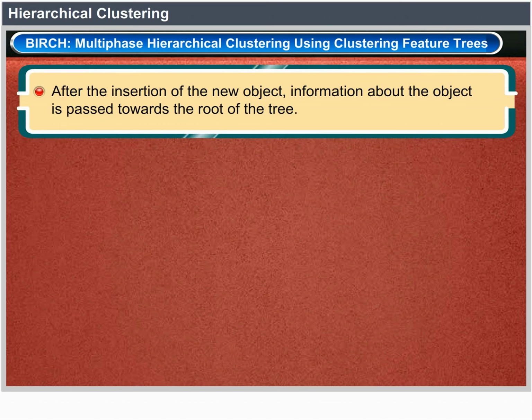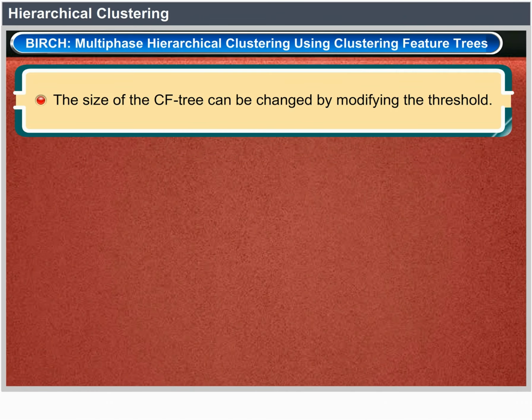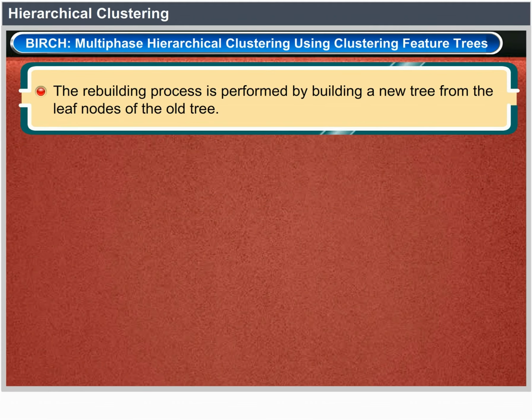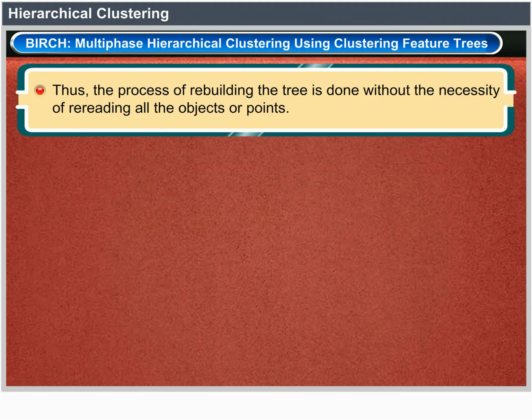The size of the CF tree can be changed by modifying the threshold. If the size of the memory that is needed for storing the CF tree is larger than the size of the main memory, then a larger threshold value can be specified and the CF tree is rebuilt. The rebuild process is performed by building a new tree from the leaf nodes of the old tree. Thus, the process of rebuilding the tree is done without the necessity of rereading all the objects or points.